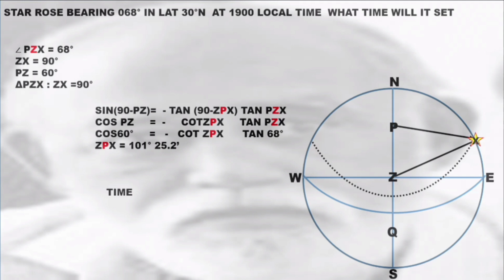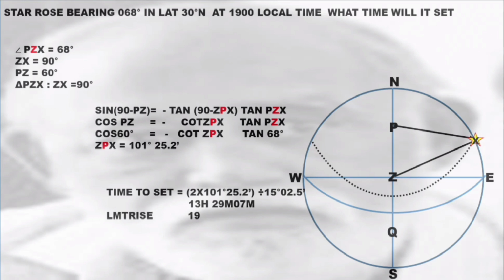Now, time to set would be double because we have just calculated only this, so time to set would be 2 times this. And here you can see that I have divided by 15 degrees 0.5 minutes, which works out to be 13 hours. We had the time as 19, 19 plus 13. So LMT of setting would be 32 hours, which would be the next day at 8 o'clock.